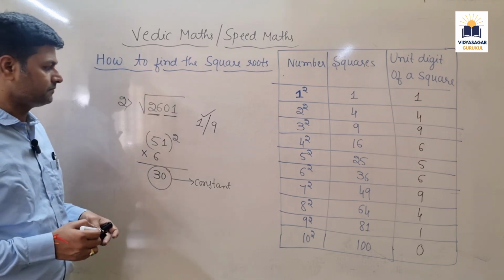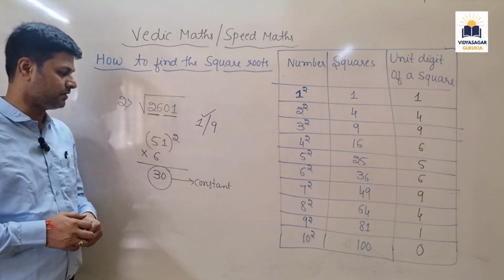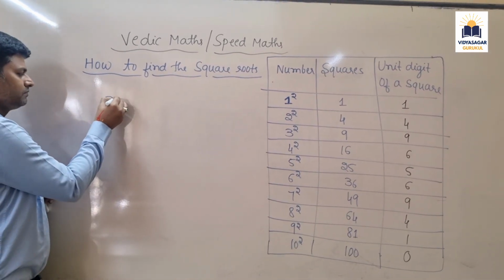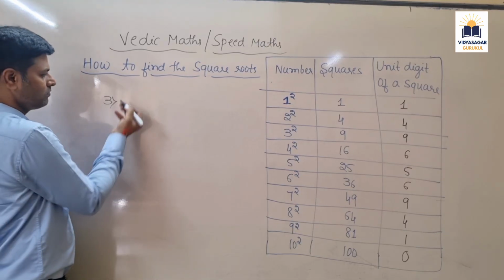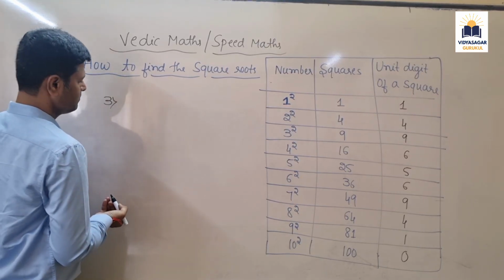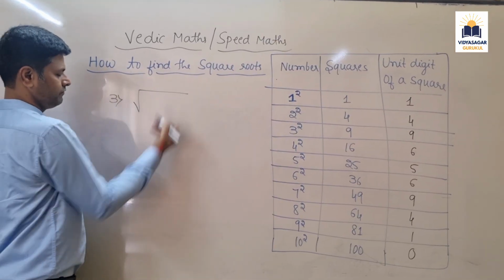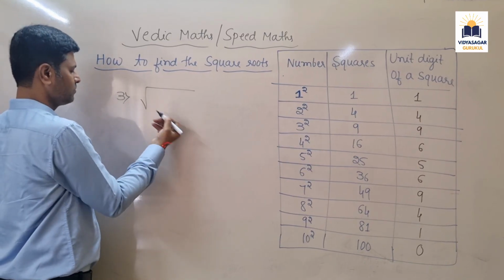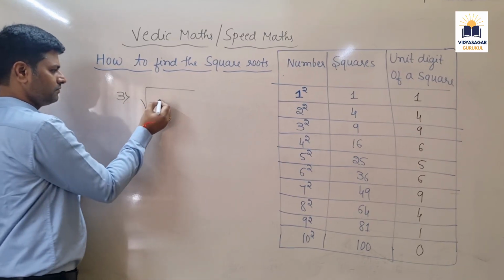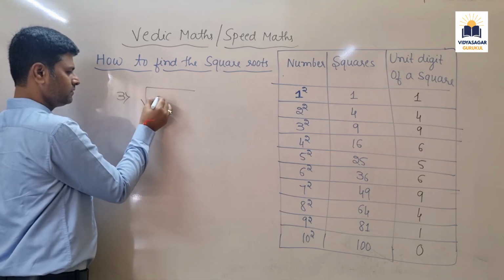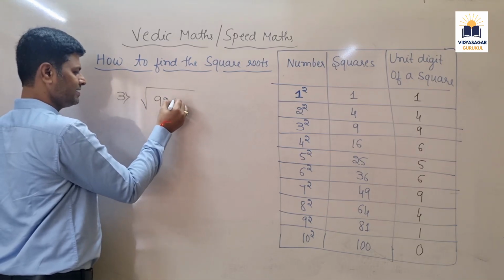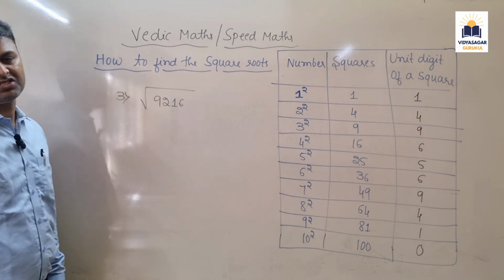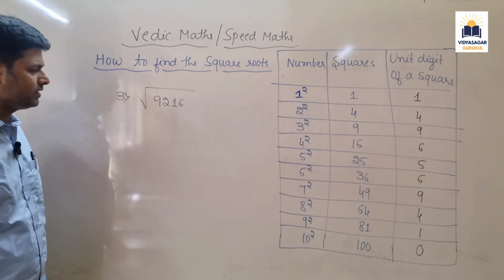We will go through one more example. Square root of 9216.